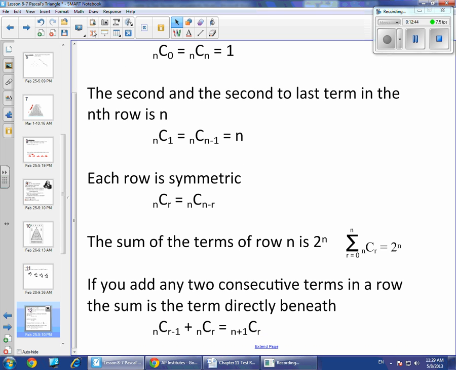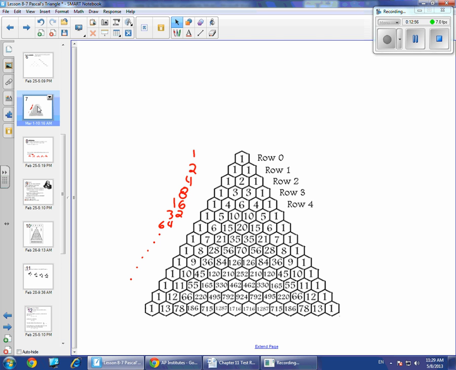And the last, which is probably one of the biggies. If you add any two consecutive terms, you always get the one underneath. So if you take a look, let's go back to Pascal's triangle. Notice that's always the case. 4 plus 6 is 10. 35 plus 21 is 56. That's one of the main patterns that you guys need to know about Pascal's triangle. You take any two terms and you get the one that's right beneath it.